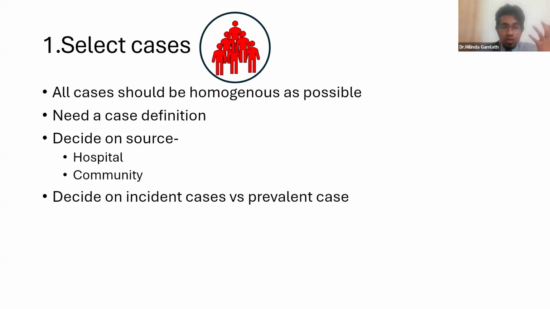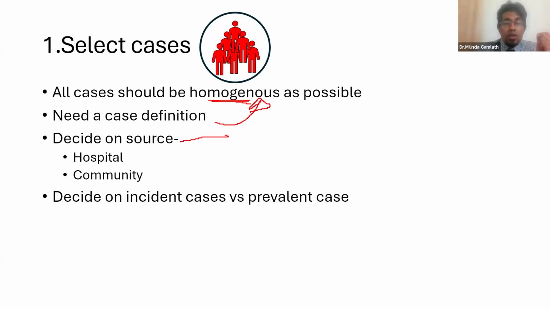The first step is you have to select the cases, and there are some things that you need to be aware of. These cases need to be as homogeneous as possible, which means they cannot be very different from each other. Even in lung cancer, these should be as homogeneous as possible. It's better if you have lung cancers of the same pathology. So if you have small cell lung cancers, it's better to have that same pathology in all those cases. Next, you need a case definition. For the cases, you need a strict case definition, and this will help the cases to be homogeneous.